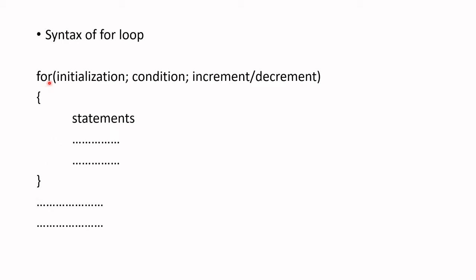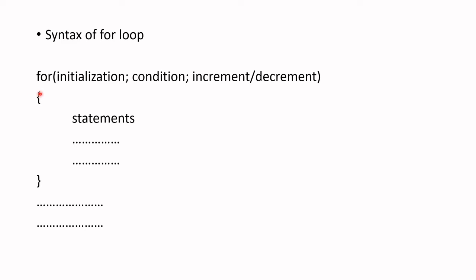For is a keyword, and within these simple brackets, we can write the initialization, condition, and increment or decrement, these three statements only in a single line, separated by semicolons. So when you are writing the for loop, there must be two semicolons present inside these simple brackets, then only it will execute, otherwise it will show you an error.